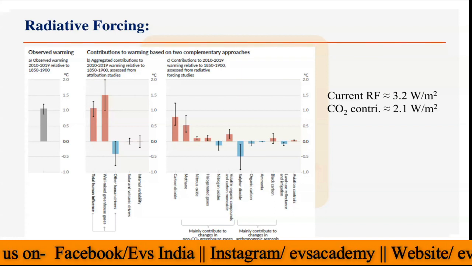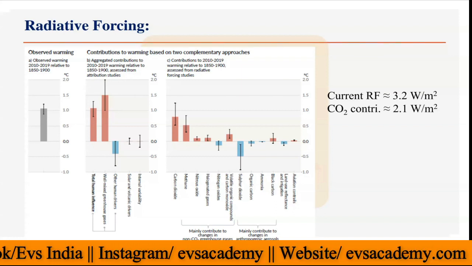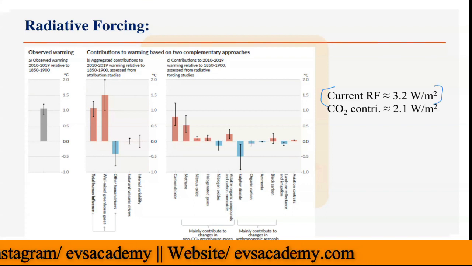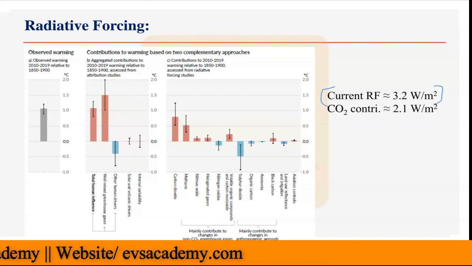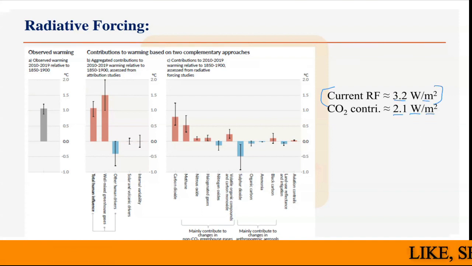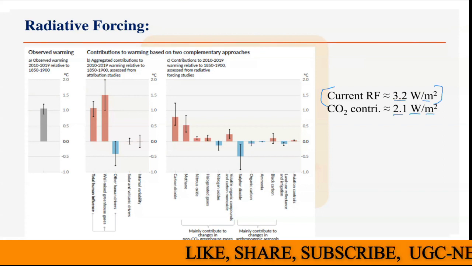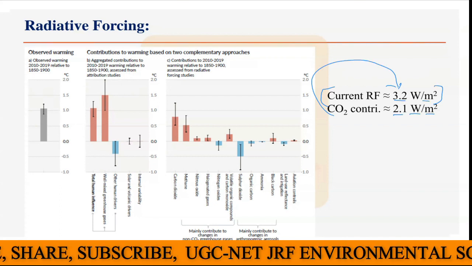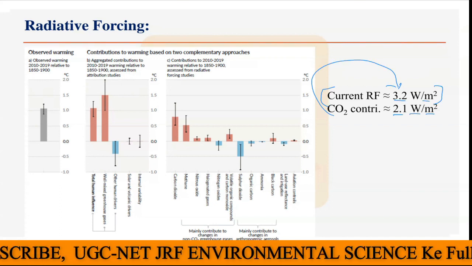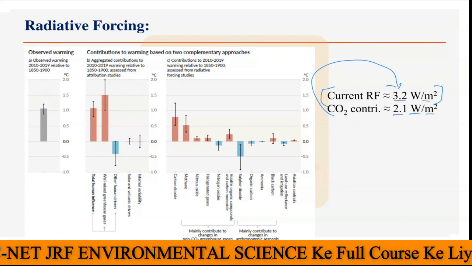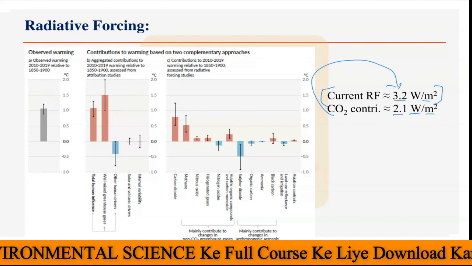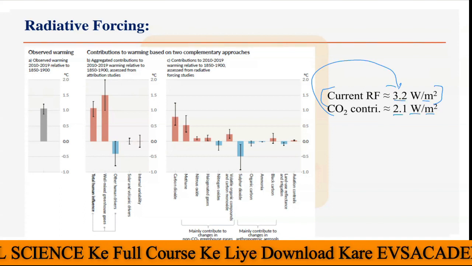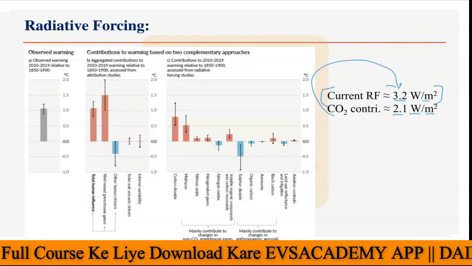This is the chart of the radiative forcing. You can see that the current radiative forcing of the Earth is around 3.2 watt per meter square. Out of this 3.2 watt per meter square, 2.1 watt per meter square is directly contributed by the CO2. The remaining 1.1 watt per meter square is contributed by all other global warming gases present in the atmosphere. So here you can see in this chart how the different things are contributing to the radiative forcing.